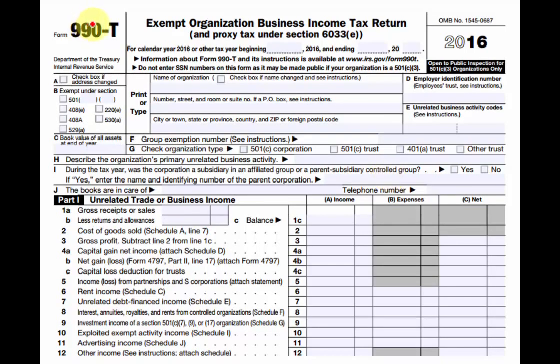And in addition to the regular 1099 form, here's a 1090 form, the 1090T, taxing the unrelated business income, either at the corporate rate, if it's a corporation, or trust rates, in the case of a trust.